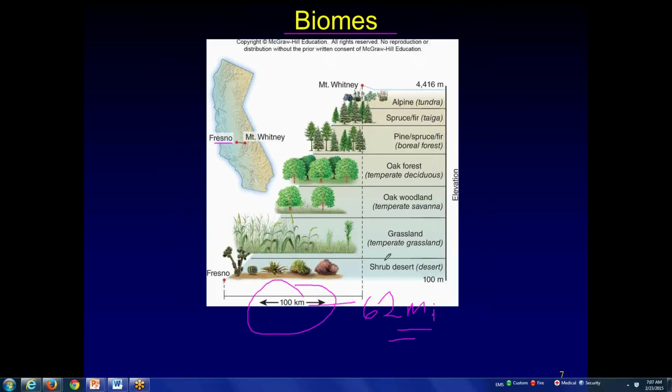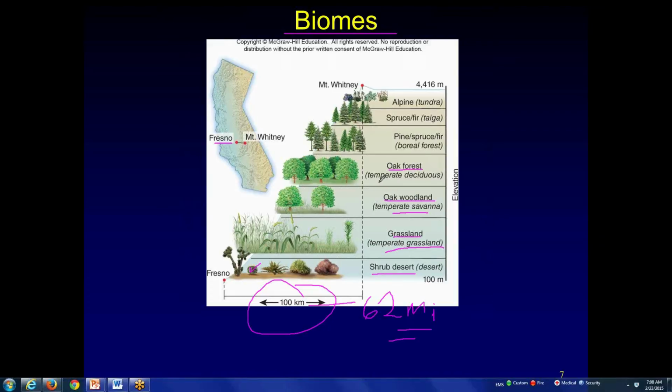And so down here at Fresno, we have shrub desert. It's very dry. You're in a desert biome, cacti, etc., barrel cactus here, and very succulent plants. Then as you drive toward Mount Whitney, you increase your elevation, you start hitting grasslands. In fact, you hit temperate grasslands that have 4 seasons with a pretty cold season as well. Then as you continue to drive up towards Mount Whitney, you actually start hitting oak woodlands or temperate savannas. And the trees are very spread out. It's fairly dry still.